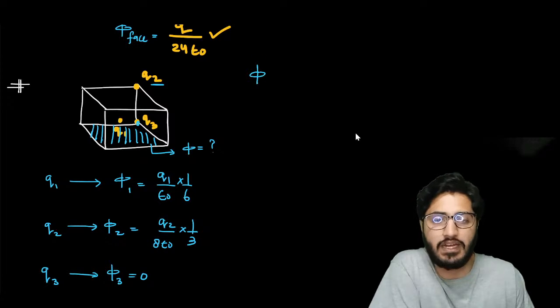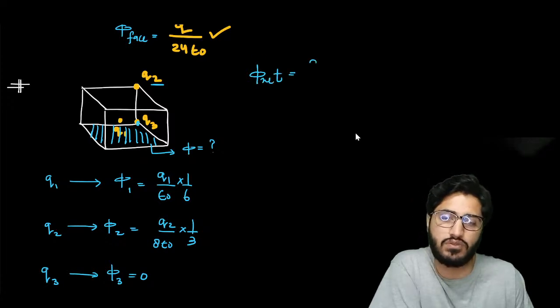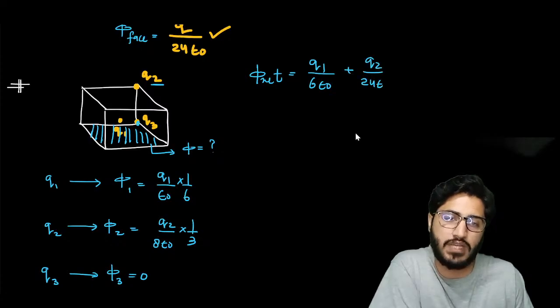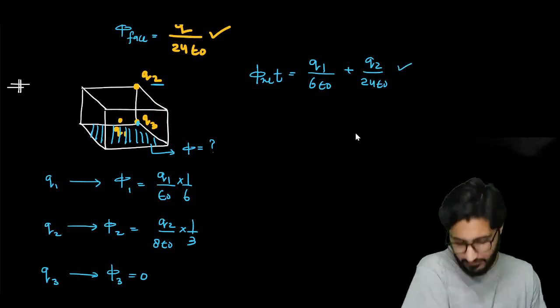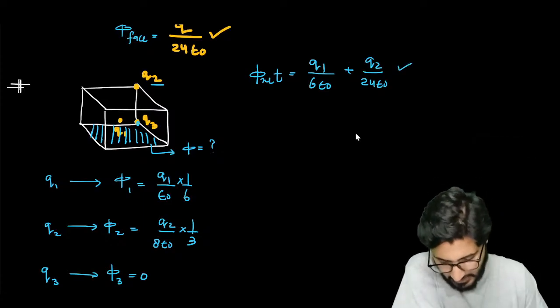So what will be my net flux? Net flux will be equal to Q1 divided by 6 times epsilon naught plus Q2 divided by 24 epsilon naught. This one is my total flux.